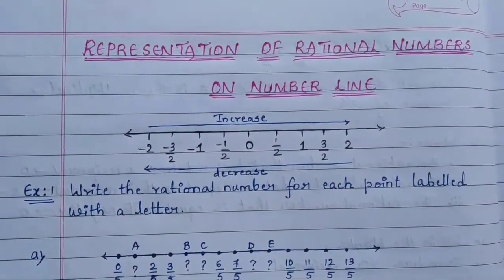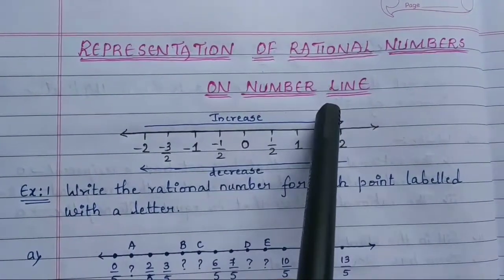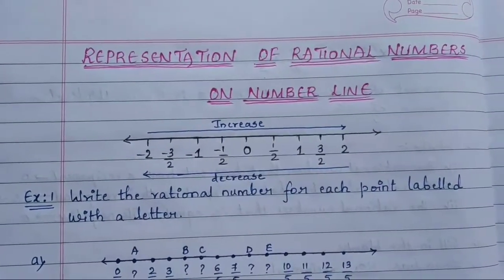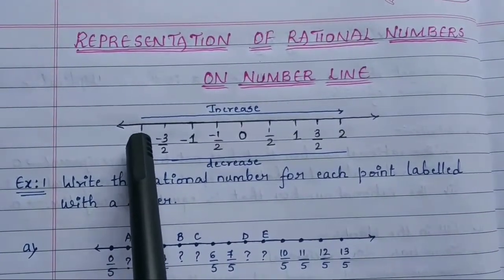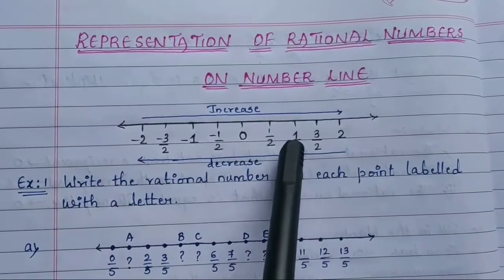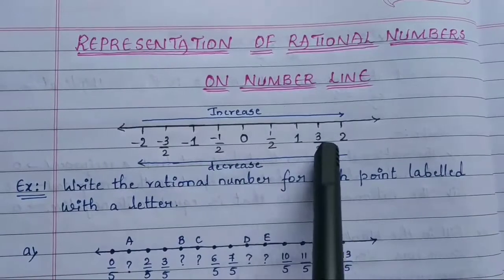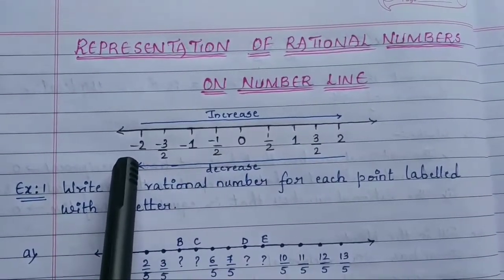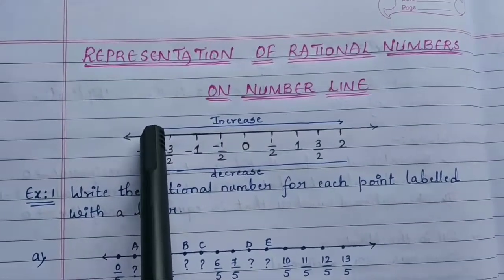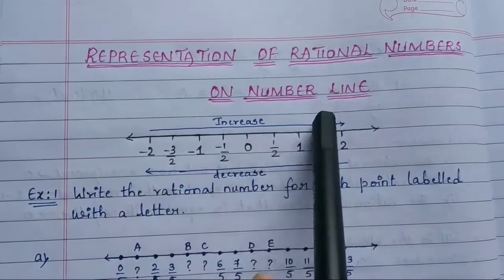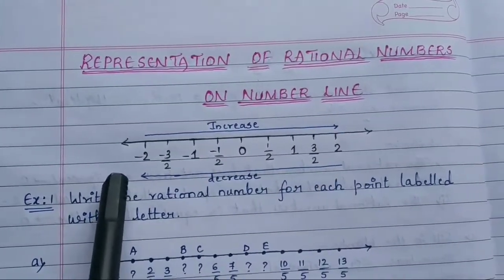Today we are going to study how to represent a rational number on a number line. This is under the chapter Rational Numbers of class 8th. As we all know, we can represent the rational numbers like this. Here will be 0, this will be the positive side, and on the left side it will be the negative side. We have to remember one thing here: the number will increase from left to right and decrease from right to left.